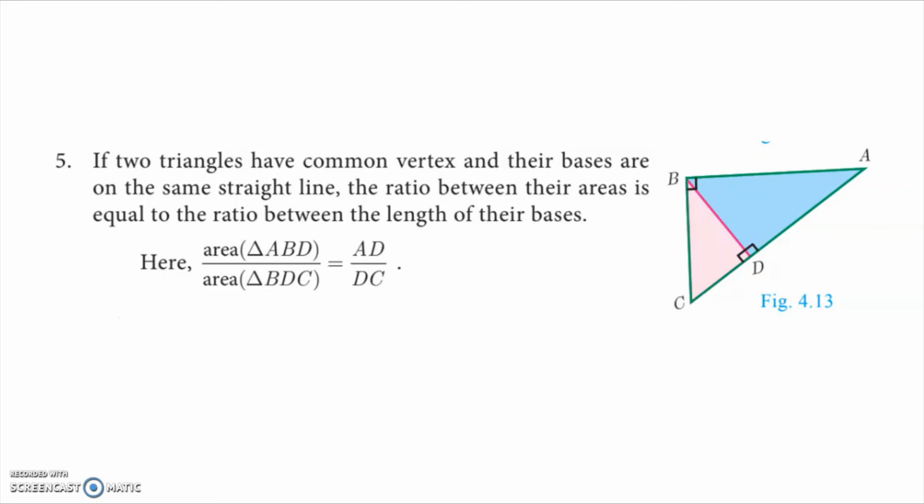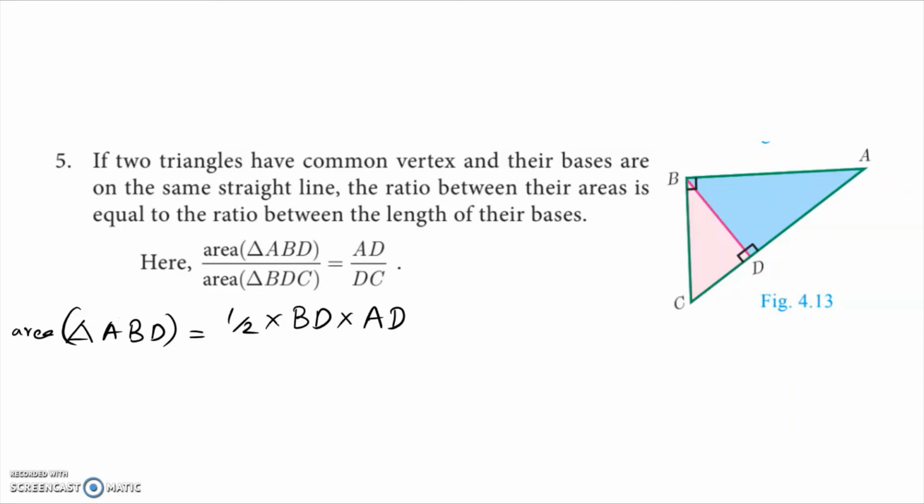Okay, so let's take the area of triangle ABD, that is equal to half into the height, which will be BD, times the base, which will be AD. Half into base into height.